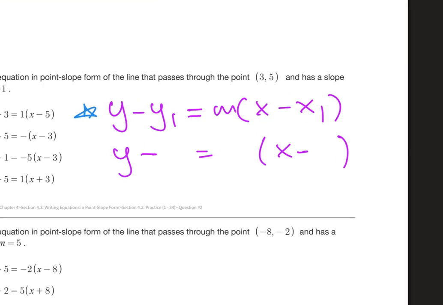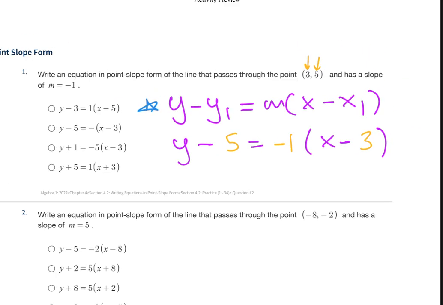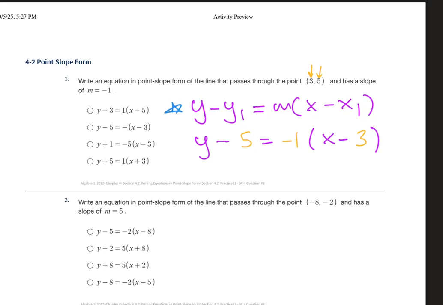So what information are you going to plug in? Well, here's the point. That's the x, positive 3. There's the y, positive 5, and it has a slope of negative 1 right there. And then, as I told you in class, the nice thing about this is if you're ever asked to write an equation in point slope form, we're done. And here's the other funny part about this multiple choice math: all I had to do was look for y minus 5, because that one doesn't have y minus 5, that one doesn't have y minus 5, that one doesn't have y minus 5. So that was the only possible answer.